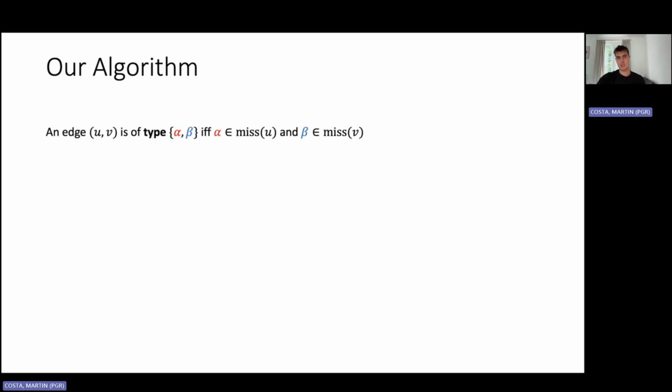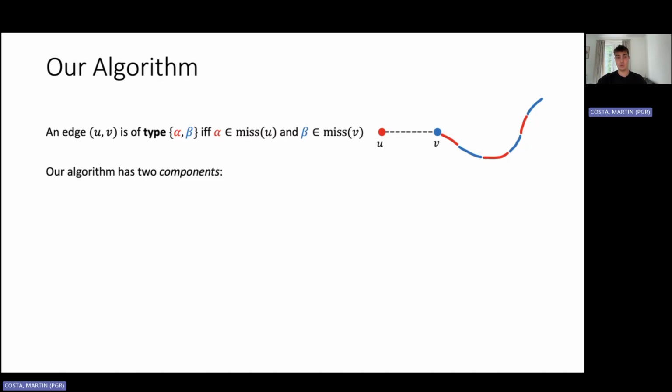So given some uncolored edge uv, we define the type of this edge as alpha-beta if and only if alpha is missing at one endpoint and beta is missing at the other, or vice versa, okay? So if you have an edge uv, u is missing alpha, v is missing beta, and then we can also observe that there will always be an alpha-beta alternating path starting at both of the endpoints of this edge as well, okay? Even though this path, in theory, could be empty, right? But this is a very nice case because then this means that one of these two colors is missing at both endpoints, and then you can immediately color this edge, right?